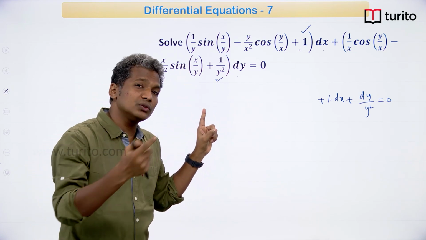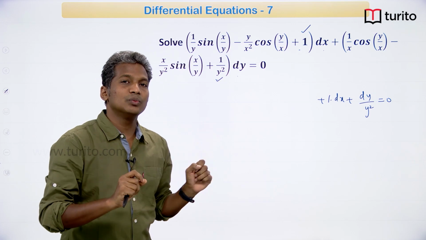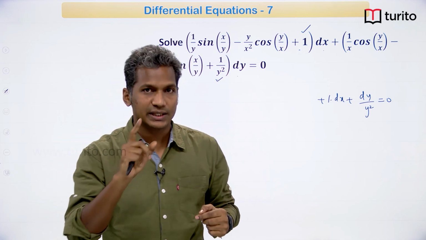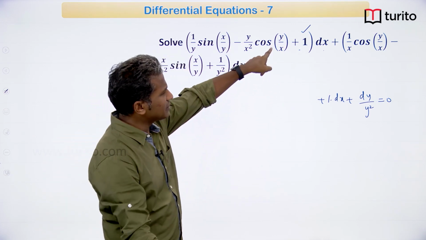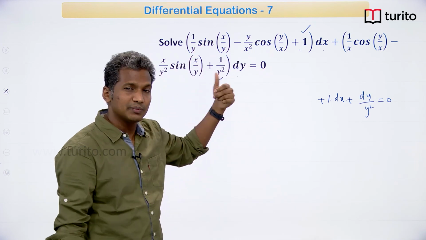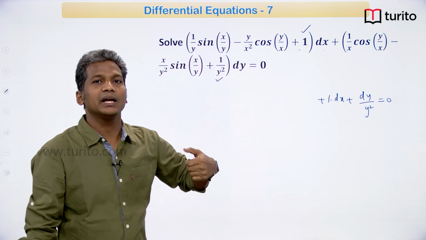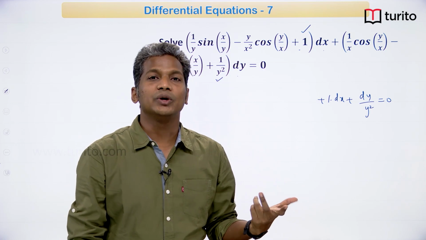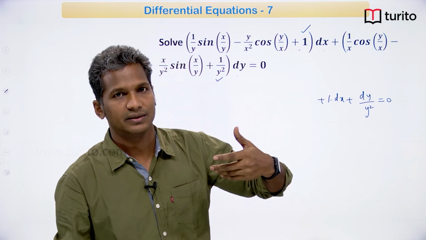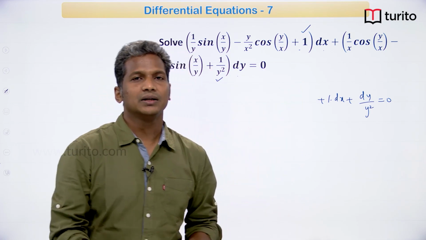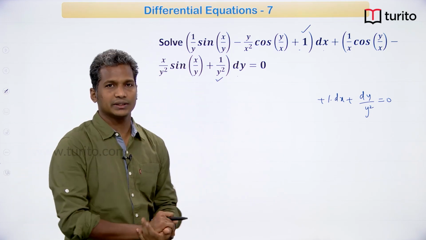If you had gone to the homogeneous forms, you must have assumed y by x as z. So if y by x becomes z, x by y will become 1 by z. It creates another headache to integrate sine of 1 by x. So that becomes a headache, hence we are using these ideas.